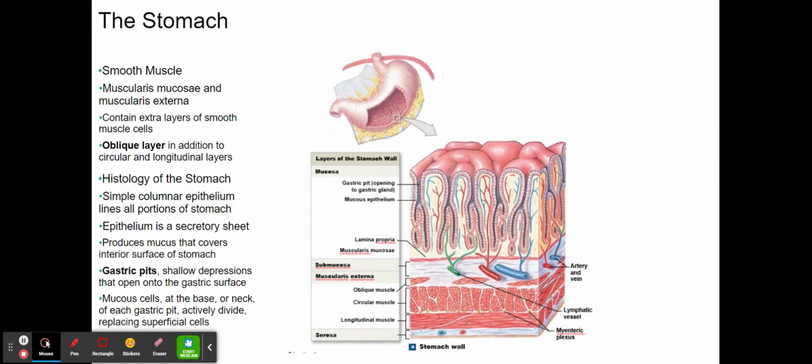The epithelium is a secretory sheath, which produces a carpet of mucus that covers the interior surface of the stomach. The alkaline mucus layer protects epithelial cells against the acids and enzymes in the gastric lumen. Shallow depressions called gastric pits open onto the gastric surface. The mucus cells at the base, or neck, of each gastric pit actively divide, replacing superficial cells that are shed into the chyme. A typical gastric epithelial cell has a lifespan of 3 to 7 days. Exposure to alcohol or other chemicals that damage or kill epithelial cells increases cell turnover.